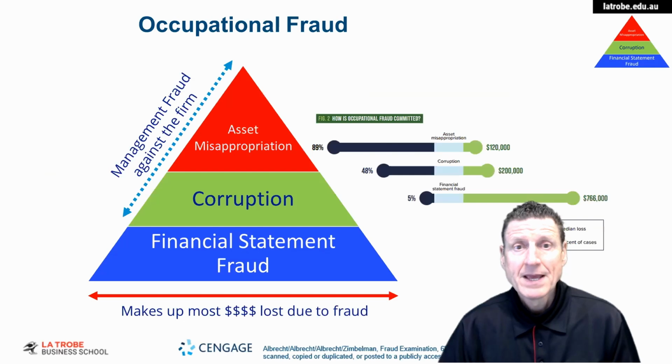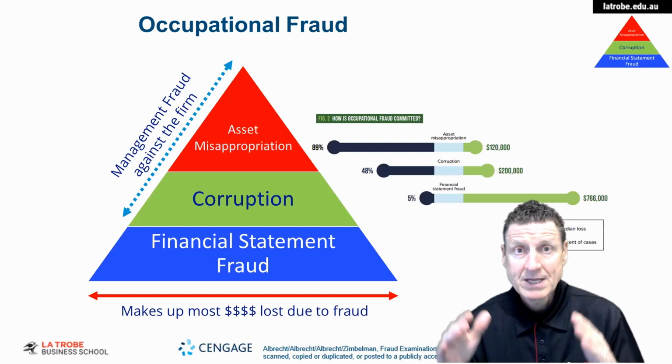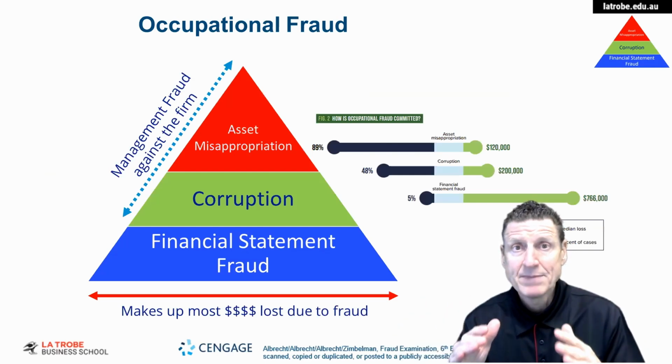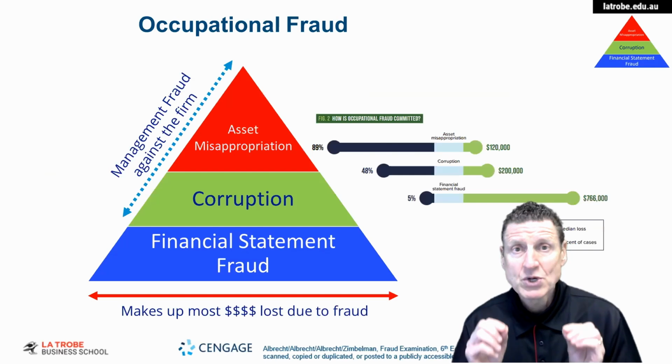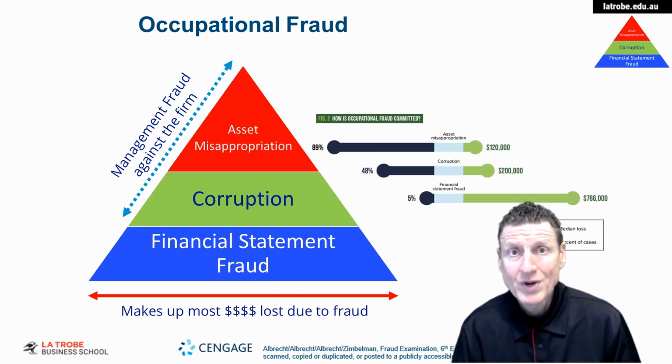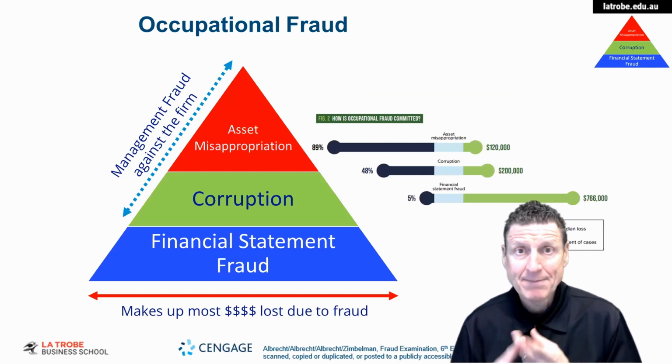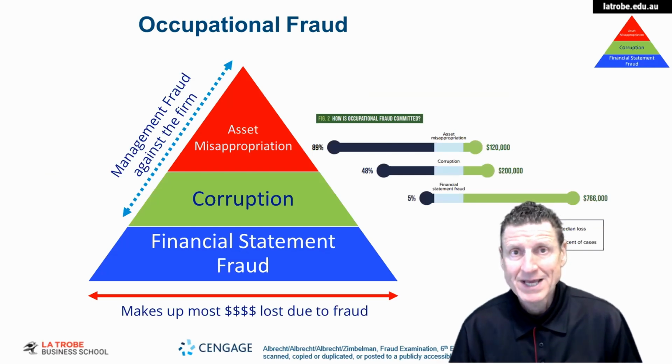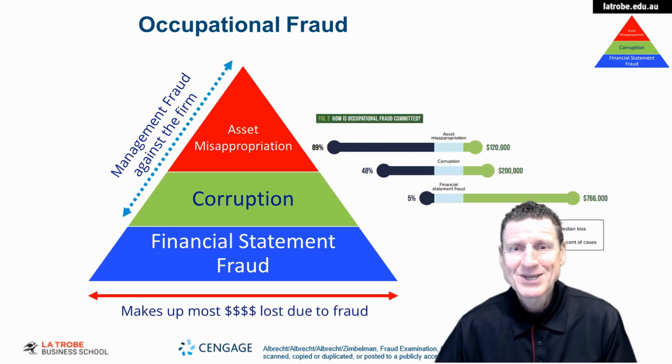Now, of course, that's in terms of the losses. Financial statement fraud makes up the bulk, less so corruption, less so asset misappropriation. However, if you talk about the number of fraud incidents, then it's asset misappropriation, then corruption, then financial statements. It goes the other way. But if we talk about losses, it follows the shape of this pyramid.